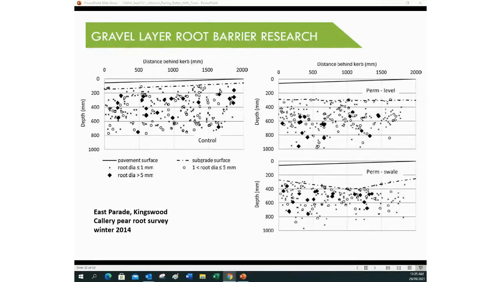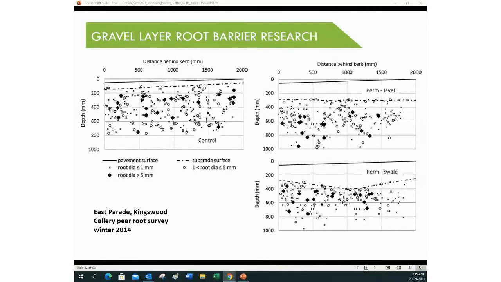These are the ones that are going to persist and continue to grow, and they're actually deeper in the subgrade. When we looked at our trial, as well as having the permeable pavement on a level base, we built some with a swale under the footpath. We thought that'll hold a bit more water, it'll drain the water away from the road on this side.